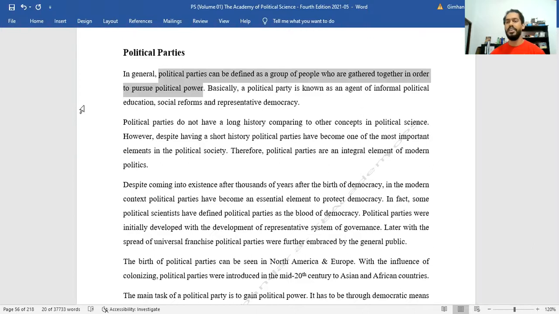Why do people gather together for different purposes? They have different purposes. Some people are gathered together to pursue political power. That's what they want. Right? They want to pursue political power, and those groups are known as political parties. That's a unique thing. Their basic, fundamental purpose is gaining more political power. They are gathered together to gain political power.